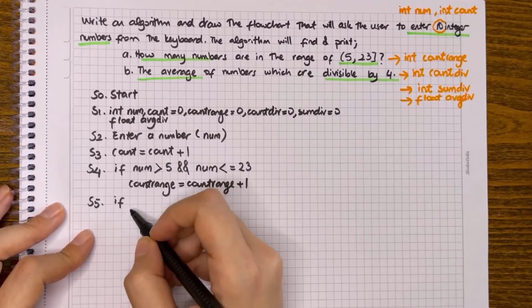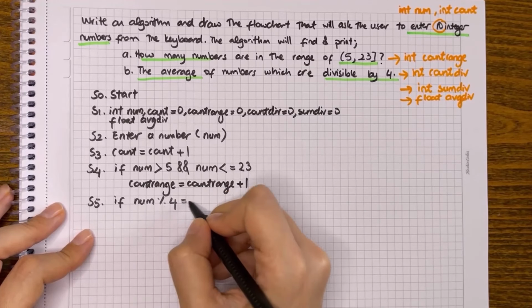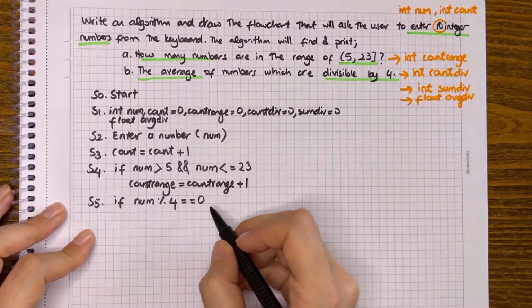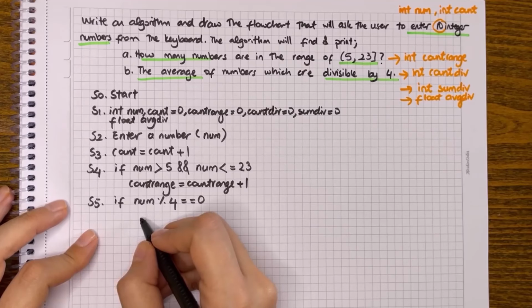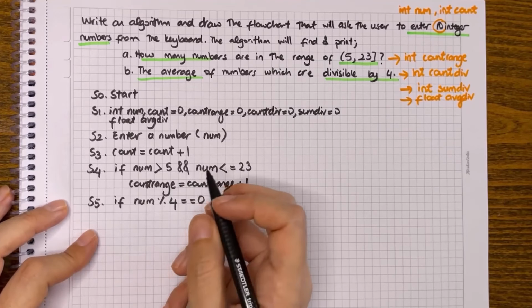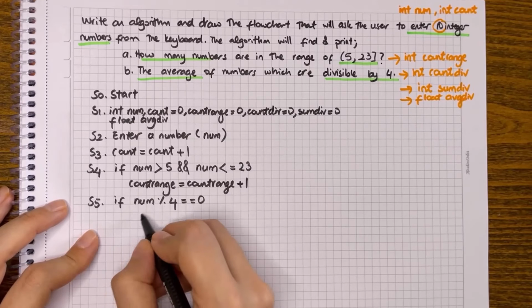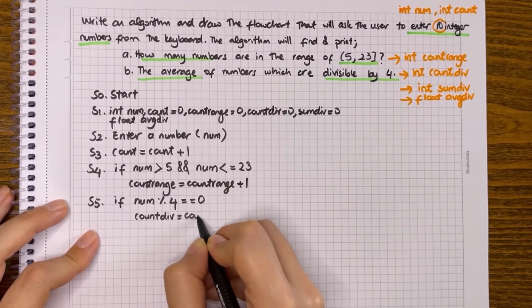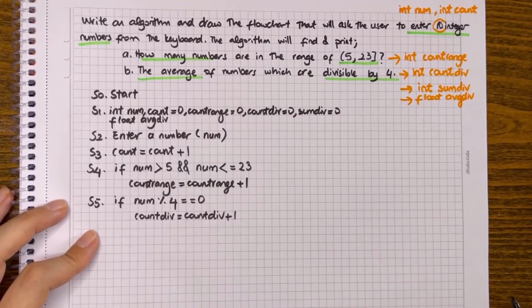If a number is divisible by 4, which means that when we divide the number by 4 the remainder equals 0, we can calculate the summation, and we need to check how many numbers are divisible by 4. So if the number is divisible by 4, I simply say count division equals count division plus 1. It counts how many numbers are divisible by 4.